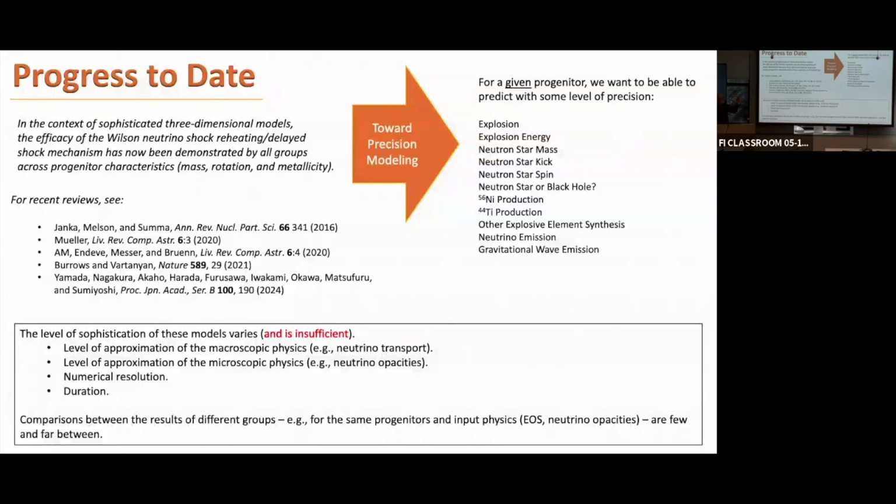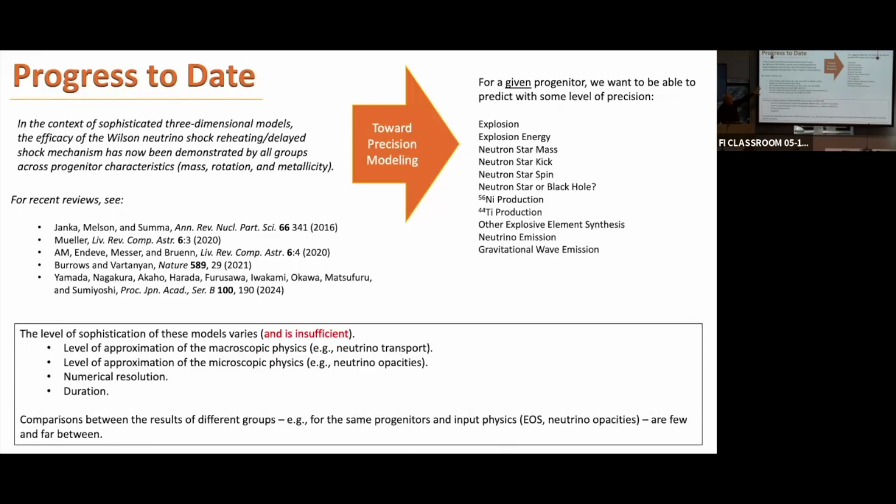So long story short, fast forward multiple decades now, the efficacy of neutrino shock reheating to generate core collapse supernova explosions has been demonstrated by all leading groups across progenitors of different characteristics: mass, metallicity, rotation. Okay, so this is good. This is huge progress. We have never had such consensus in the supernova modeling community across models, across different groups. To say that this is progress would be an understatement.